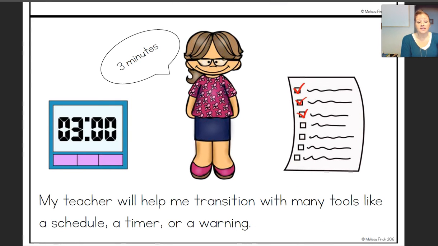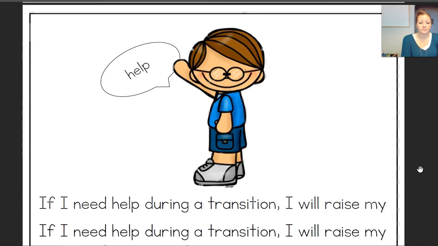My teacher will help me transition with many tools like a schedule, a timer, or a warning. What Miss Amy likes to do is give you a warning and say, in 2 minutes, we're going to transition to this next activity. Or we'll do our daily schedules while we're working during our activity, so you know what our objectives are and you know when that lesson will be over. It helps with those transitions, doesn't it? There's lots of things teachers do to help. We have timers. Have you used a timer before?